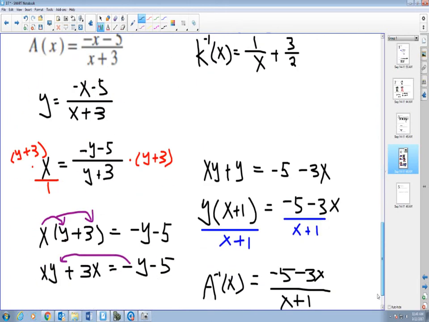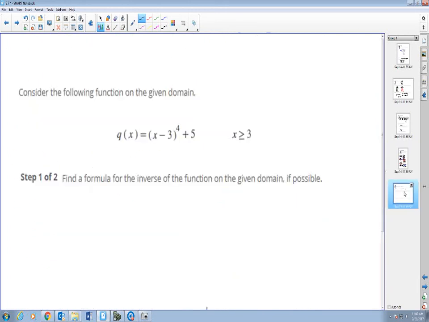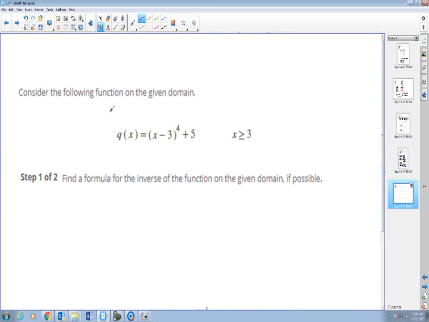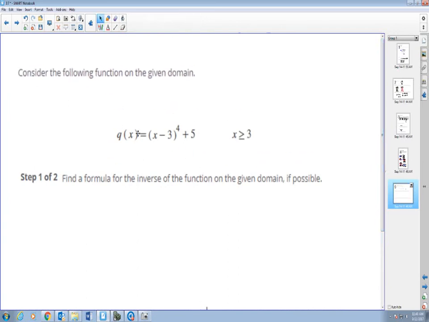Alrighty. Alright, let's do another example here. This problem is a bit strange because I give you a function that starts with a polynomial function, a quartic function, x to the 4th power. It's a polynomial function with an exponent that's even. But the constraint is x is greater than or equal to 3. This constraint tells me where I should look.